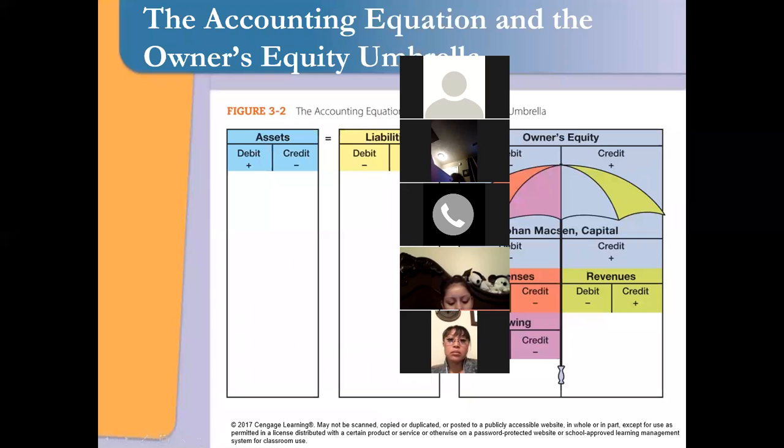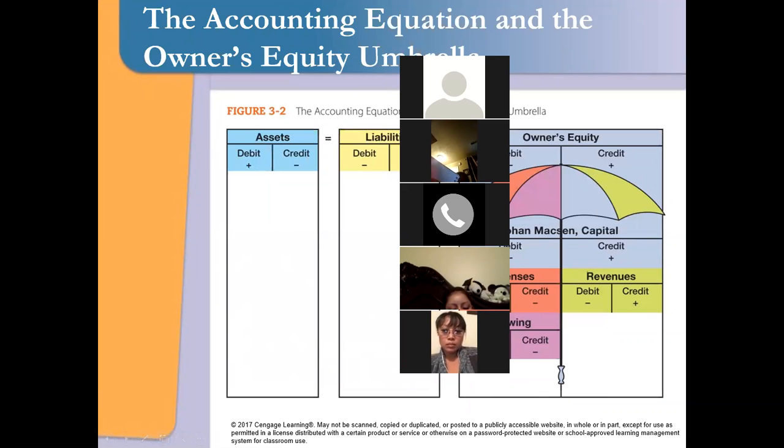Now here's one thing I did to help me remember how this works. I pay attention to the equal sign. Anything on the left side of the equal sign in the accounting equation, which is just the assets, if I put something on the left side of the T account, it will increase it.